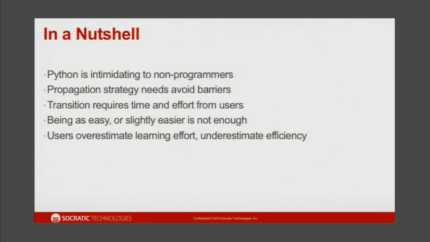So, to wrap up everything that didn't really work with that: Python is intimidating for non-programmers. Your propagation strategy should not include barriers, especially when up front you thought, hey, I should create a system that doesn't lead to internal barriers, and then you create a system that leads to internal barriers. I guess I should have seen it coming.